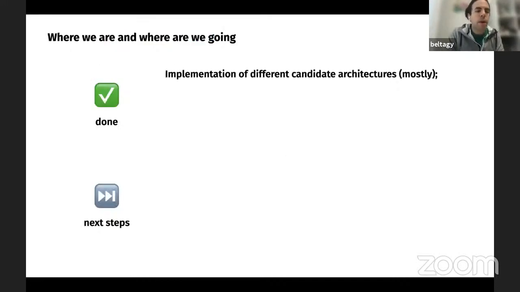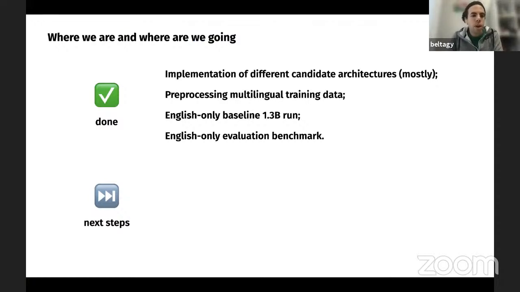Next. Okay, so here I would like to summarize what we finished so far and what we are going to do next. So we are done implementing all the candidate architectures and all the model choices that we talked about today: prefix LM, alibi, rotary, all the stuff that we were talking about. We are mostly done with those. We are done pre-processing the multi-language training data. We have the English-only baselines, and we have the English-only evaluation benchmark.